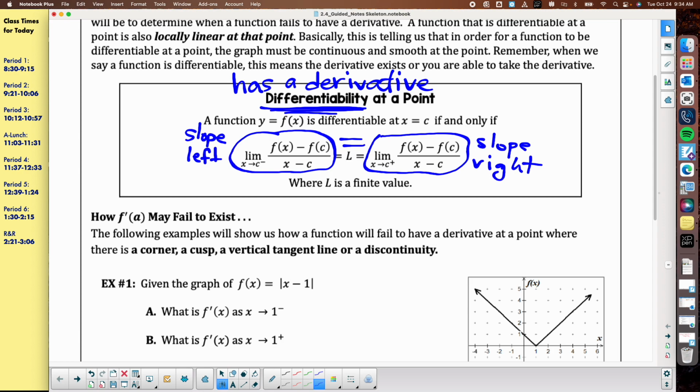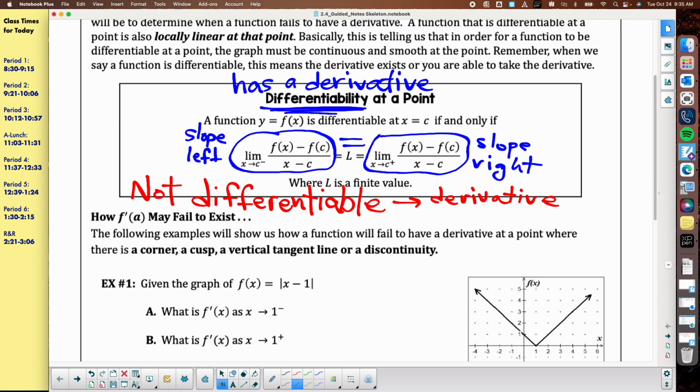So differentiability just means, is it able to have a derivative? If you run into the wording that says not differentiable, because that's what a lot of these questions are. Look at how much space this takes up. Not differentiable means a derivative is not possible, or the derivative doesn't exist.